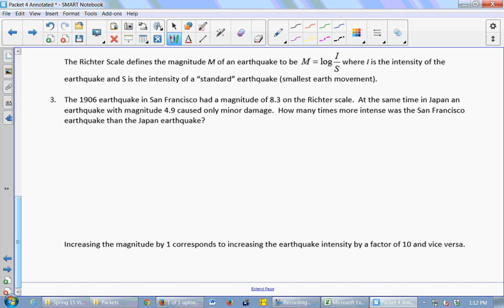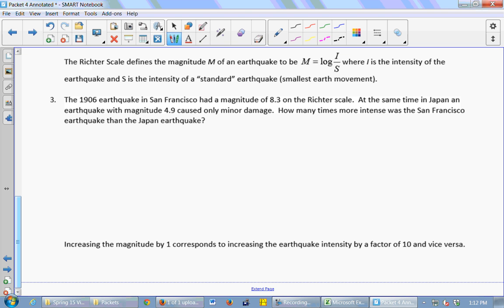Okay, so at the same time in Japan, there was an earthquake that had a magnitude of 4.9 and had only minor damage. The 1906 earthquake in San Francisco was a really bad one. It's well known. So the question is, how many times more intense? So this is where we were talking about the how many times more does the engineer make than the social scientist. How many times more intense was the San Francisco earthquake than the Japan earthquake?